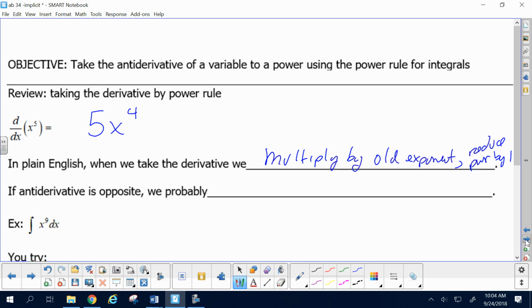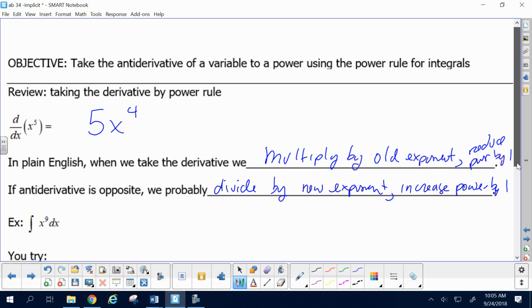Okay? So if the antiderivative is the opposite, what do you reckon we do? Instead of multiply, we divide. Instead of by the old exponent, we divide by the new exponent, and instead of reducing the power by 1, we increase the power by 1. We're undoing the derivative. So it's actually undoing every effect.